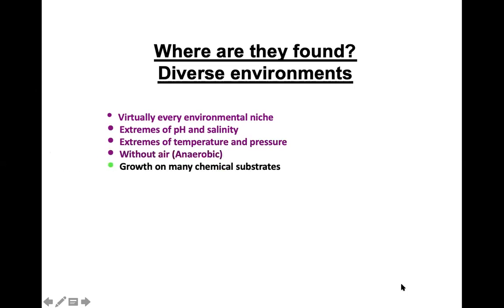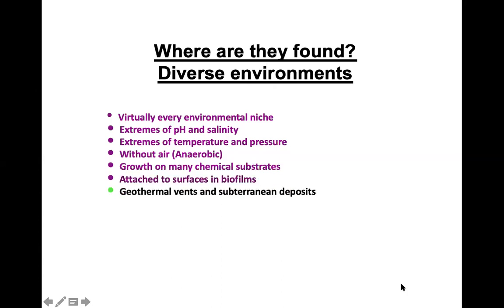Growth on many chemical substances. They can grow on many chemical substances. Attached to surface on biofilms. This is a very important point you should remember. Most of the bacteria available on the earth, almost 99% of them, remain as biofilm. Biofilm means making a layer on the surface of a living organism or non-living object. So you can find, even in the water, like a lake or ocean or other aquatic body, bacteria remain in the biofilm on different objects, living or non-living. Only 1% you can find in planktonic phase, that means living freely.